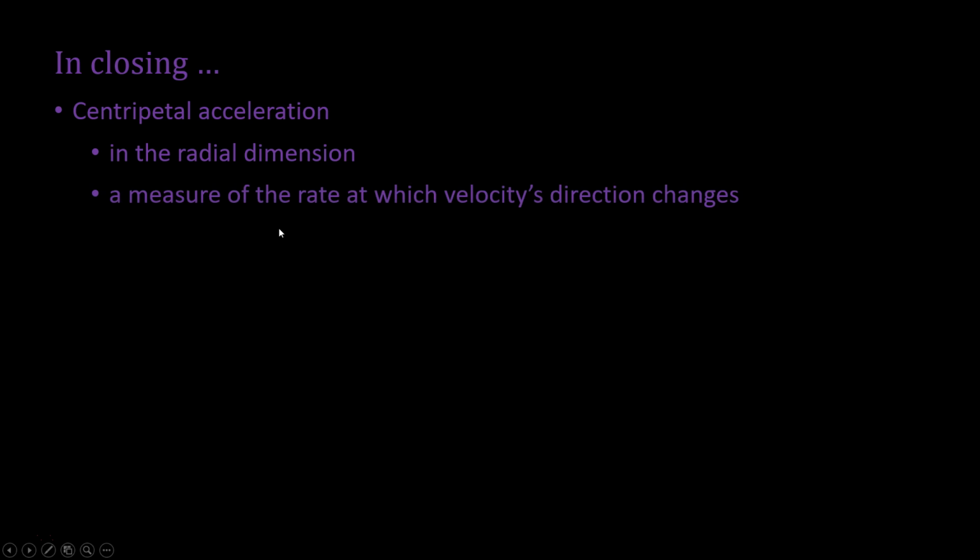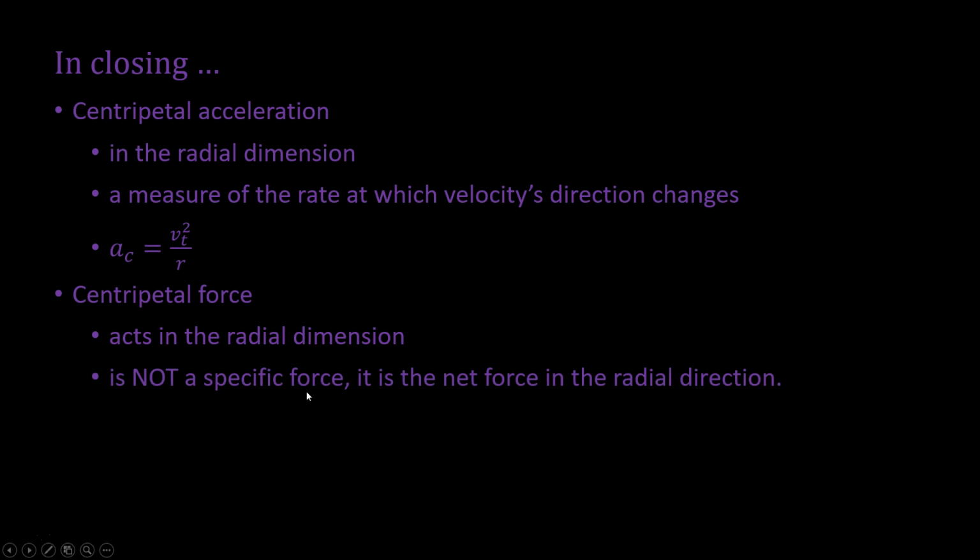In closing, let's summarize what we've learned about quantitatively analyzing radial forces and circular motion. Centripetal acceleration is in the radial dimension. It's a measure of the rate at which the velocity's direction changes. It's not a measure of how the magnitude of velocity changes. And we can calculate the centripetal acceleration using this equation. Closely related is the centripetal force, because it is the unbalanced force that creates the centripetal acceleration. So it too acts in the radial dimension. It is not a specific force.